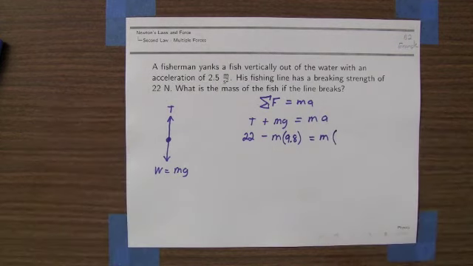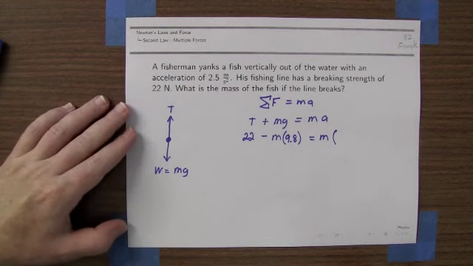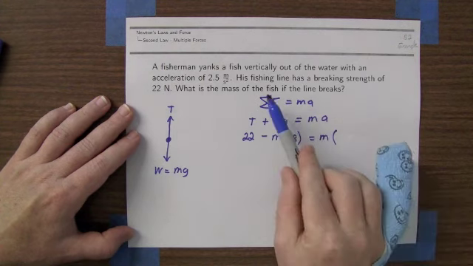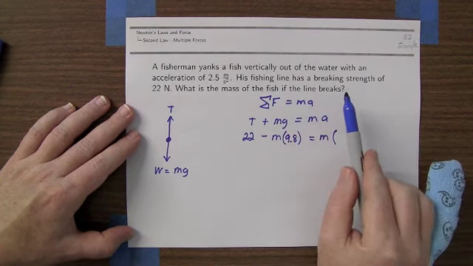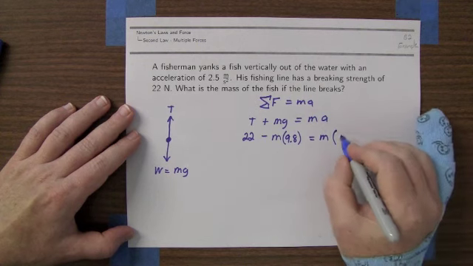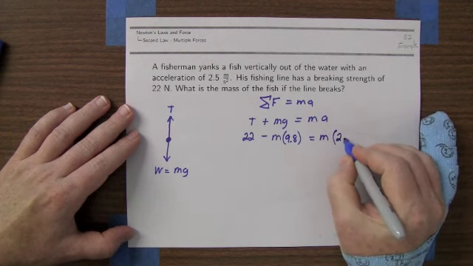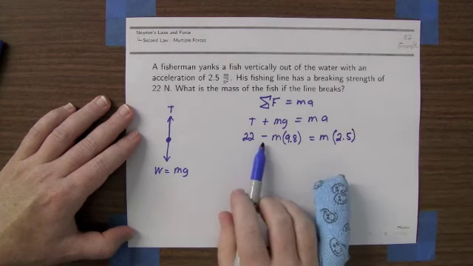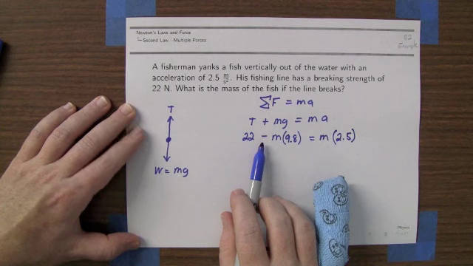Now, what direction is the acceleration, up or down? Let's read the first sentence again. A fisherman yanks a fish vertically out of the water. So it must be accelerating upward, so this would be a positive 2.5. The negative is right here. Okay.